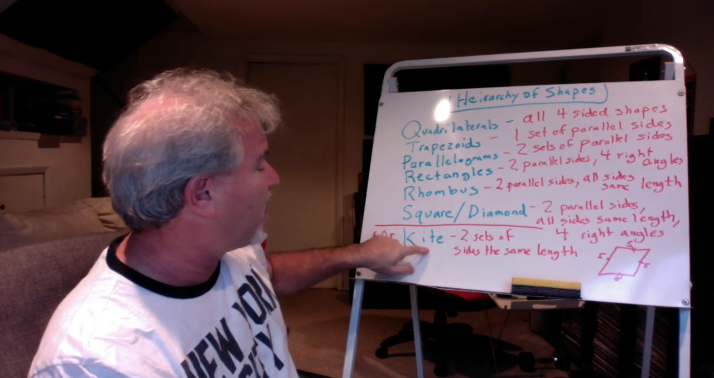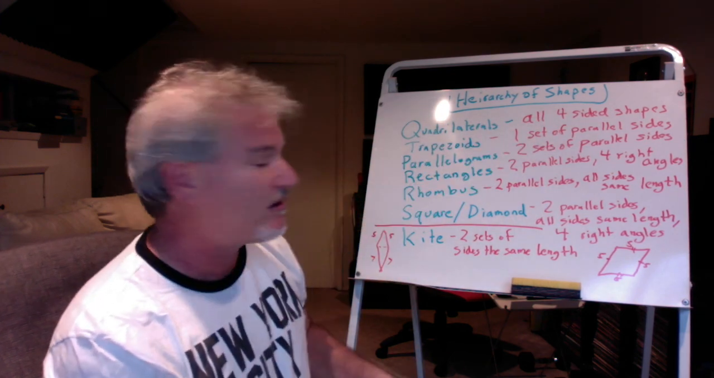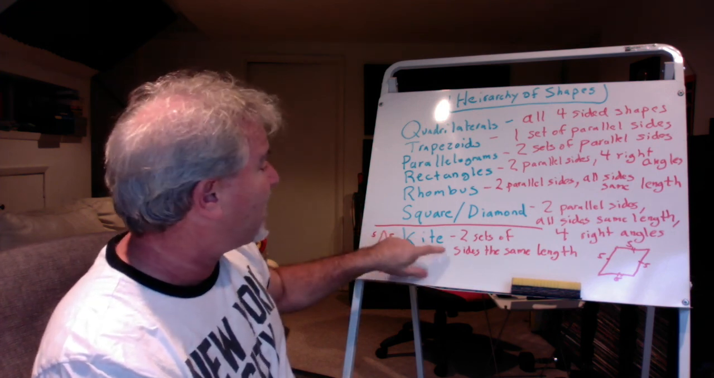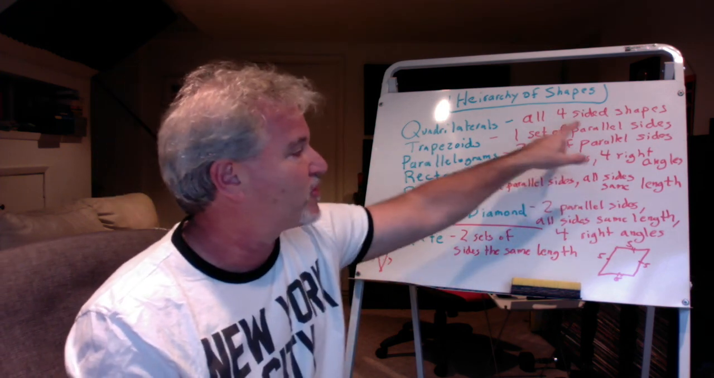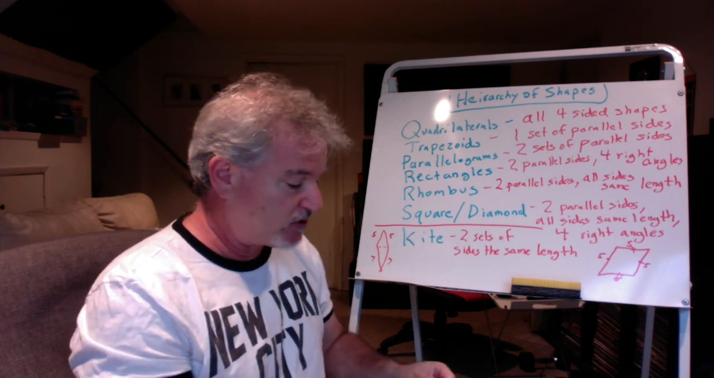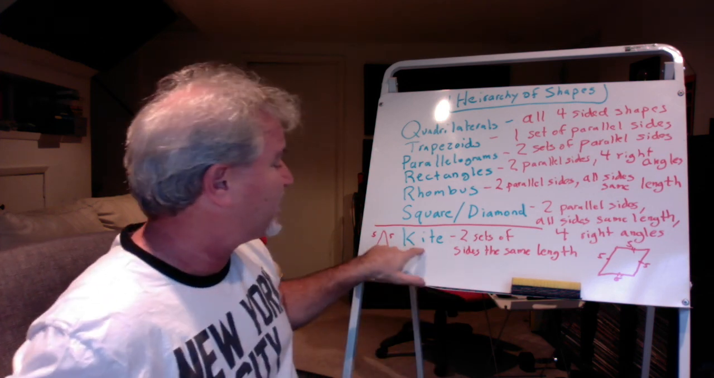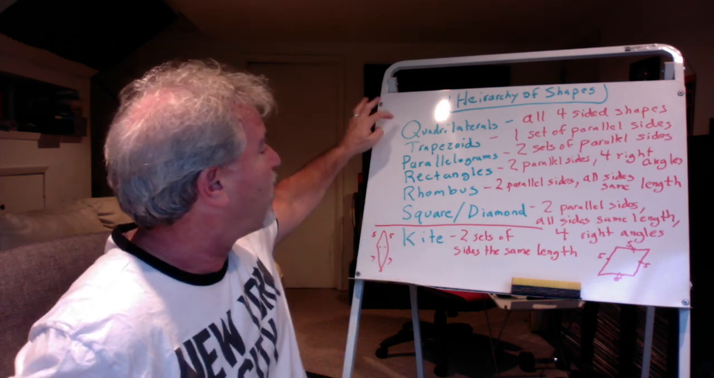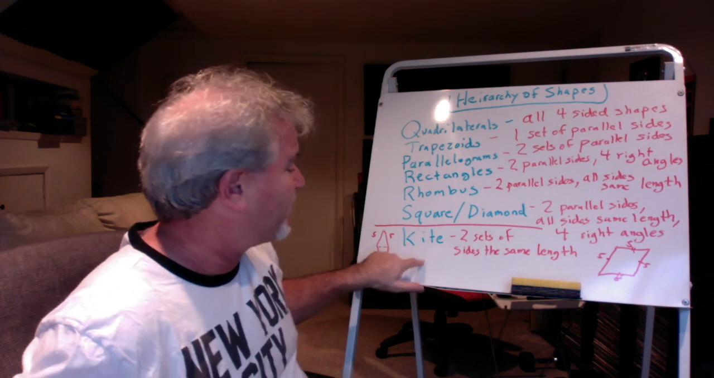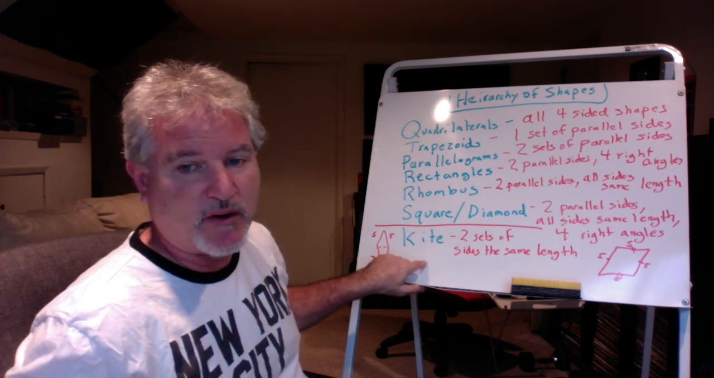The only thing that a kite is, is a quadrilateral. A kite is a quadrilateral because a quadrilateral just has to have four sides, and a kite has four sides. But a kite is not any of these other ones because there's no parallel sides, there's no right angles, none of that stuff. So that's the one other exception, the kite. The kite is a quadrilateral, but it's not anything else. And none of these shapes are kites. That's the one unique one.